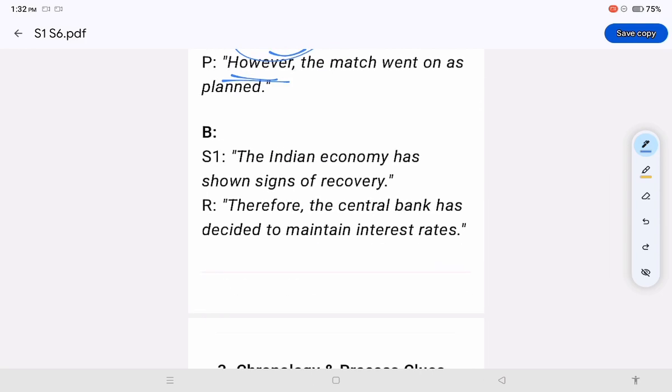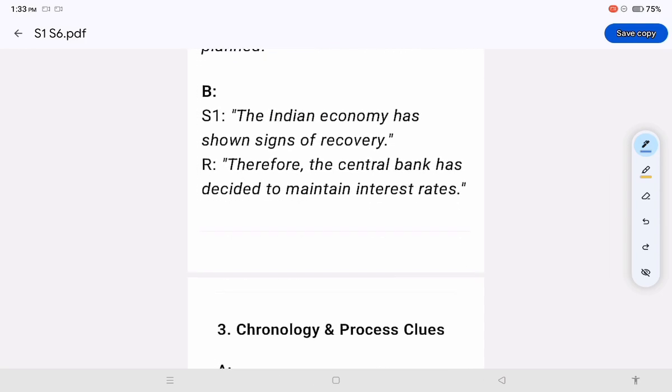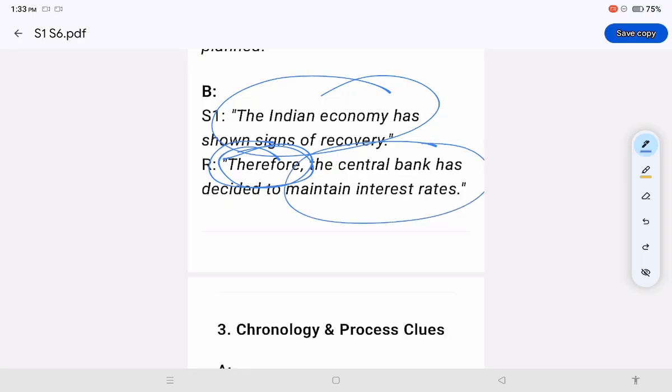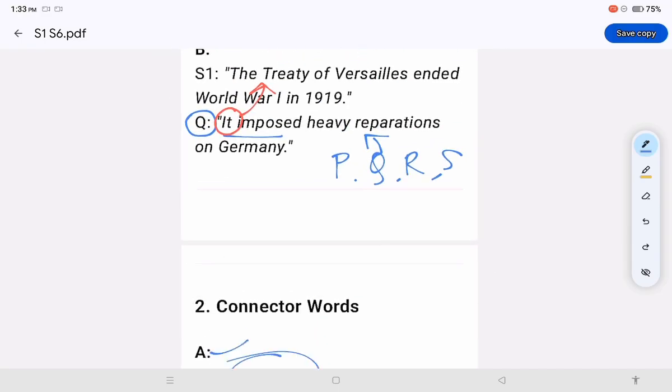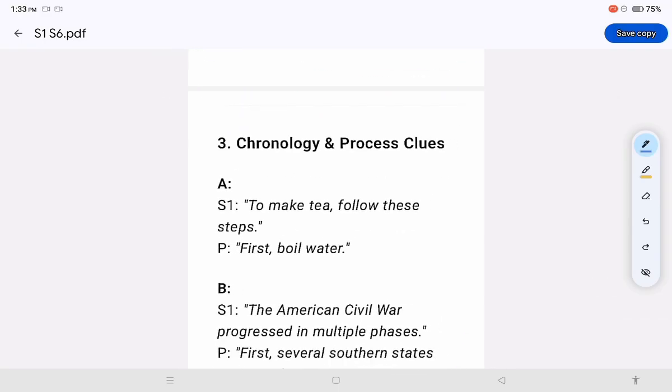For another, more complicated example that we can think of: The Indian economy has shown signs of recovery. Therefore, the central bank has decided to maintain interest rates. So this therefore is gluing these two sentences. So when you see this kind of connector, you need to find out the sentence which is supposed to be before it and after it.